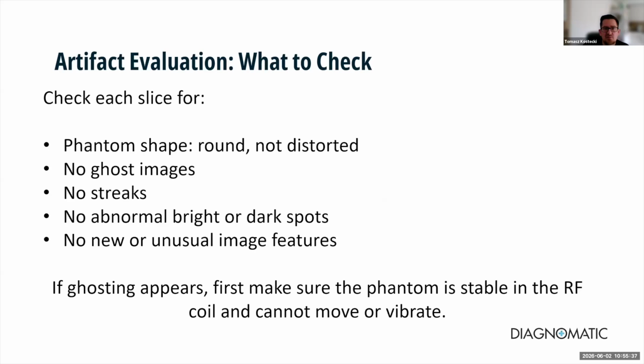For artifact evaluation, we check every slice. The phantom should appear round and not distorted. There should be no ghost images, no streaks, no abnormal bright or dark spots, and no new unusual image features. If ghosting appears, the first thing to check is whether the phantom is stable in the RF coil and cannot move or vibrate. So you can just add some more sandbags or add a strap to position the phantom, and then do another scan.